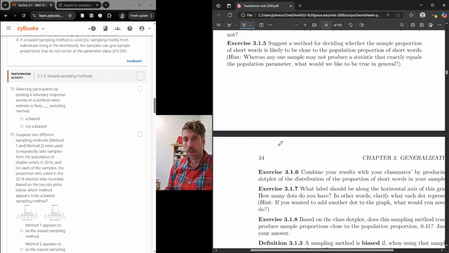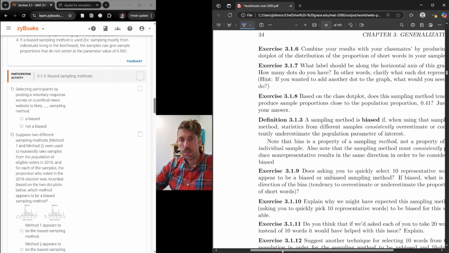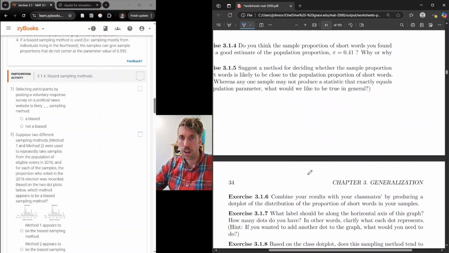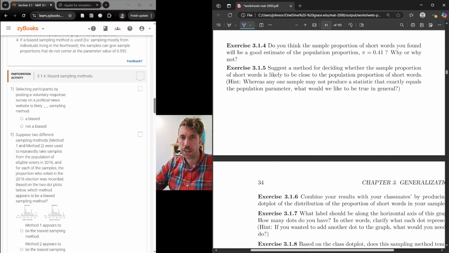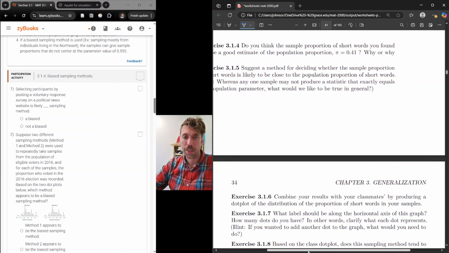Hint, whereas any one sample may not produce a statistic that exactly equals the population parameter, what we would like to be true in general. So for number 6, so for number 5, going back to number 5, and I don't know if that wording and the hint is helpful at all. Basically, you're allowed to do more than one sample. Okay, that's the hint that I'm giving you.